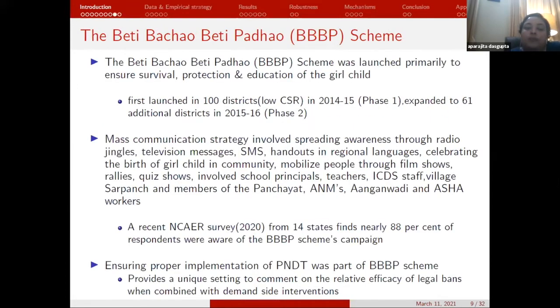Let me give you some details about the Beti Bachao, Beti Padhao scheme. So this scheme was launched primarily to ensure survival, protection, and education of the girl child. As mentioned before, this was introduced in a phase-wise manner. So this was given in the first 100 low CSR districts, which were critical in terms of skewed sex ratio between 0 to 6 years. This is the phase 1 district. This was expanded later to 61 additional districts in 2015-16.